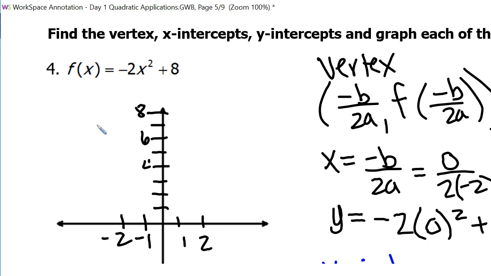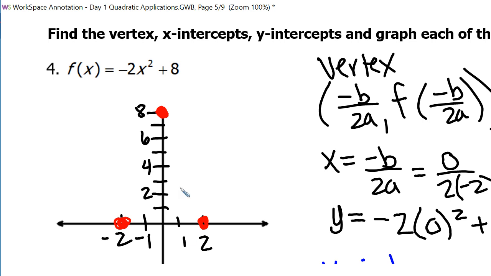Now you don't have to label every single tick mark, but you need to label it enough to where I can see what you counted by. So what's your scale? And once you have all of that marked, go ahead and plot those points. So the vertex is at (0, 8) right here. That is also the y-intercept. And we have x-intercepts at negative 2 and positive 2.